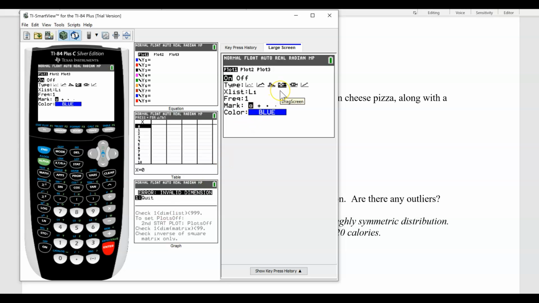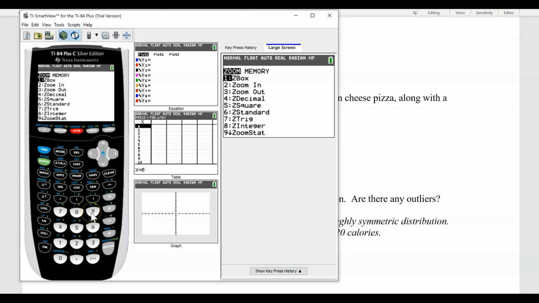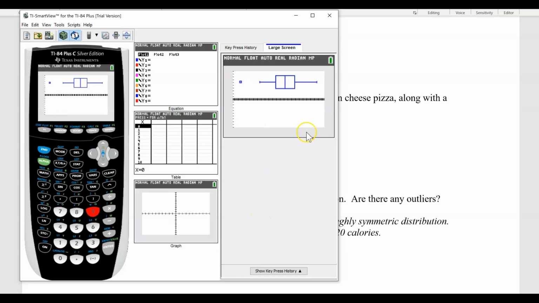What that does is that if there's an outlier, it will flag it for you, which is really helpful to us. Okay. So now here's another magic keystroke you want to write down. If you didn't already remember, it was second Y equals to turn the plots on. Now write this down. To look at the graph, you're going to hit zoom and the number 9, zoom for stat. So I get my box plot.